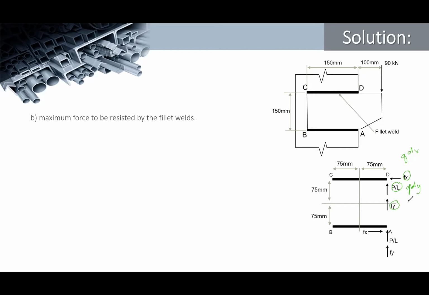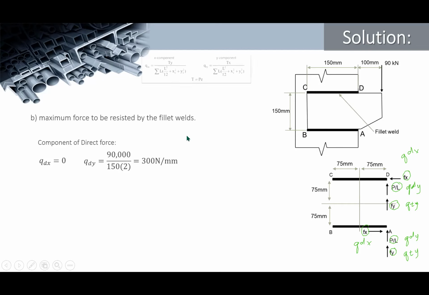Ito, QTY. Ito naman, QDX. QDY. Tapos, kasi there are other references wherein hindi Q yung ginagamit, no? But small letter F, same lang naman yan. So, yung FY na to is your QTY. So, kaya ang kinukuha natin after natin silang makompute is yung resultant. Check natin. Direct force, again, wala tayong QDX because we don't have a force sa x-axis.